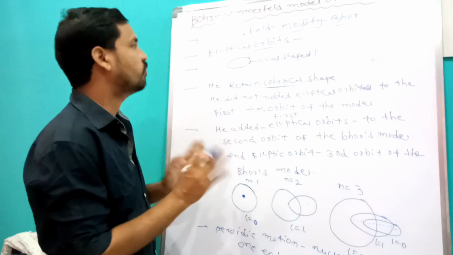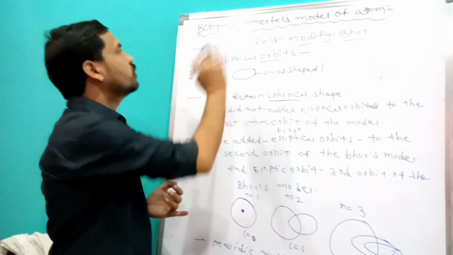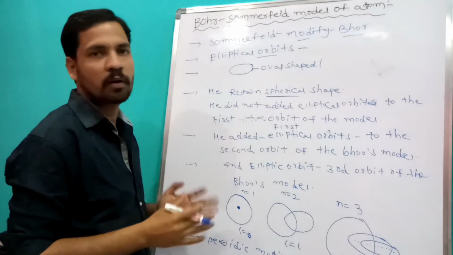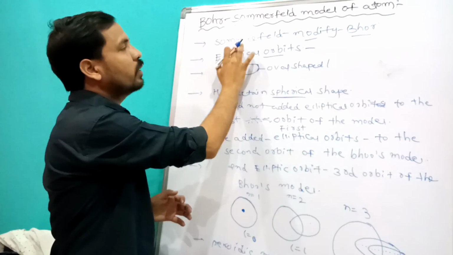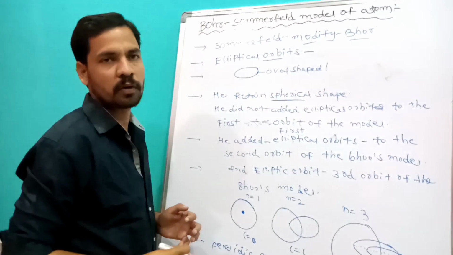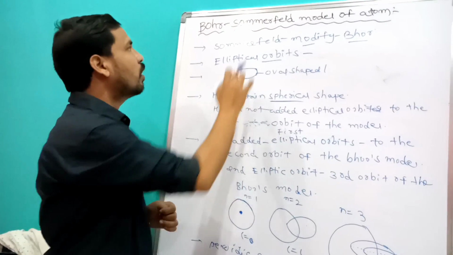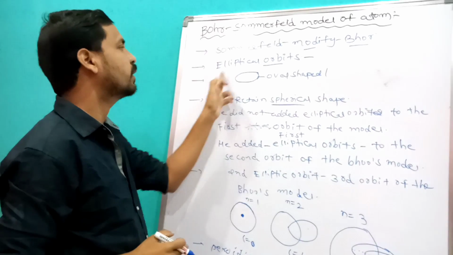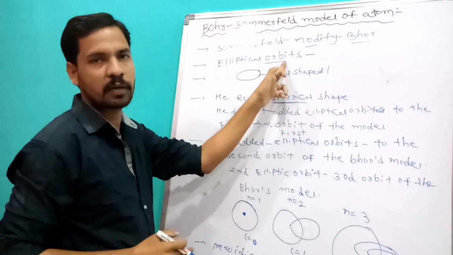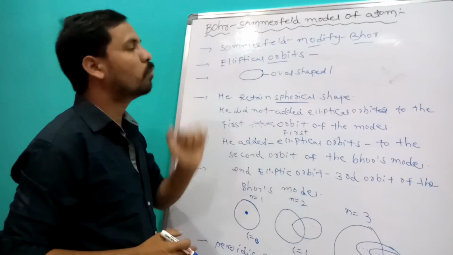So you cannot be confused, listen carefully once again. Which model is this? It is the Bohr Sommerfeld model of the atom. Sommerfeld modified Bohr's model, so that's why it is called the Bohr Sommerfeld model of the atom. How did Sommerfeld modify Bohr's model? By adding the elliptical orbits.